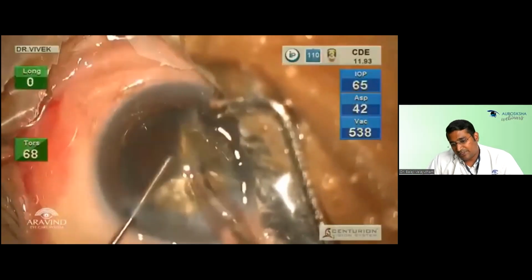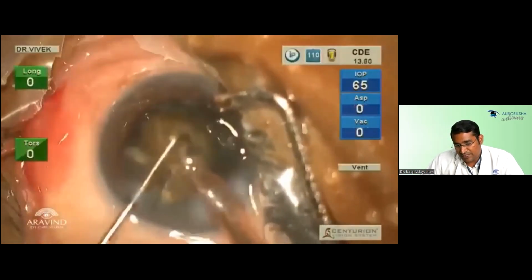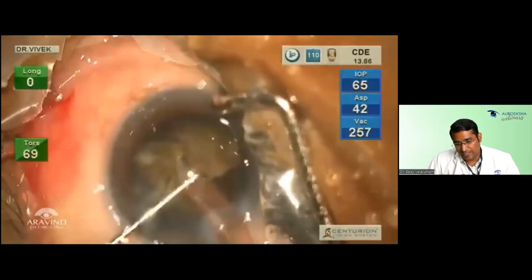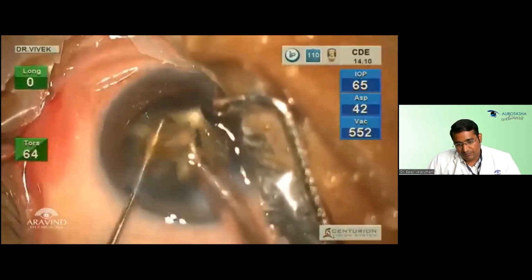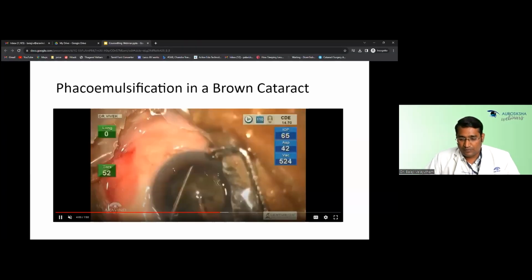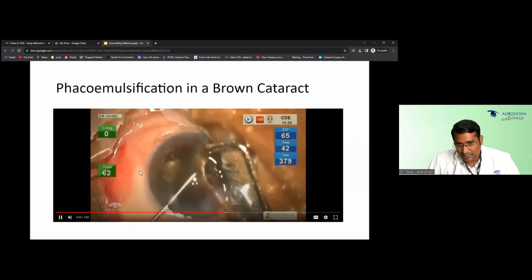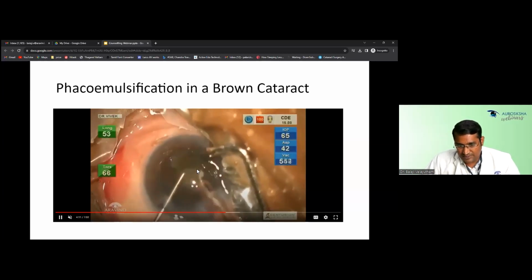The time it takes for the machine to emulsify that particular piece of cataract is long, because the dense core is very hard to emulsify. The rest of the surgery will be the same. Once the nucleus is removed, the cortex is aspirated, and finally the lens is placed in the bag.